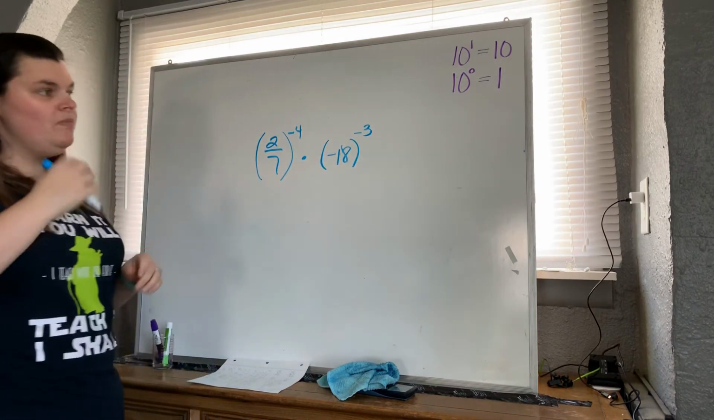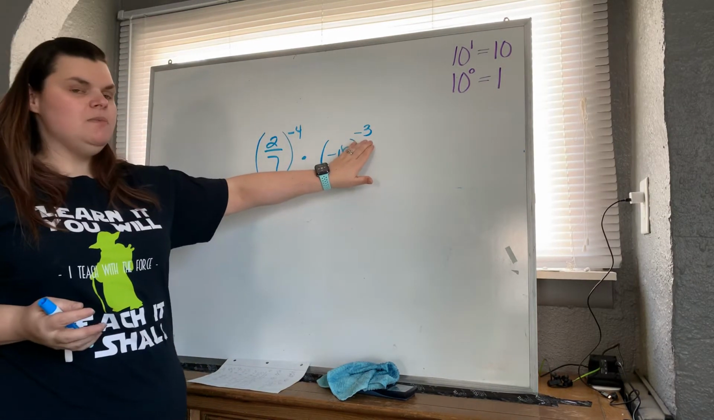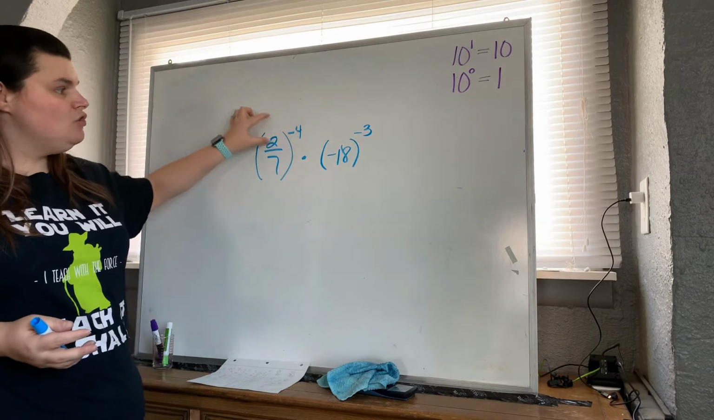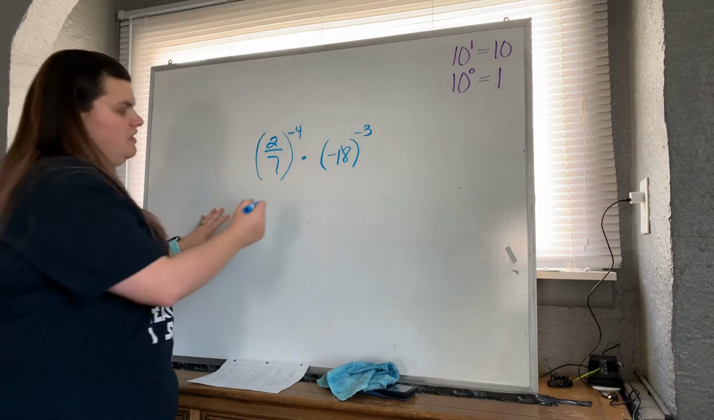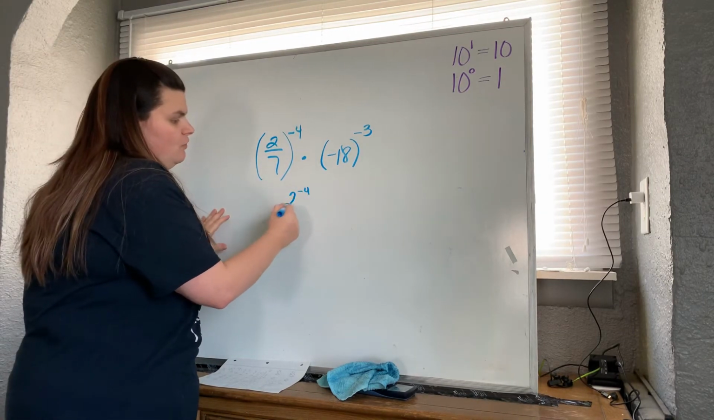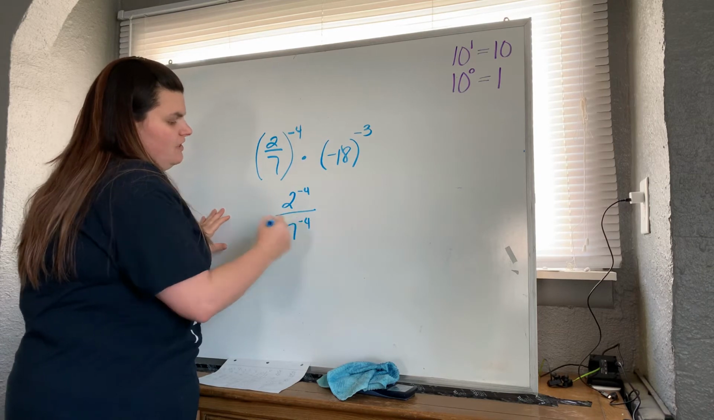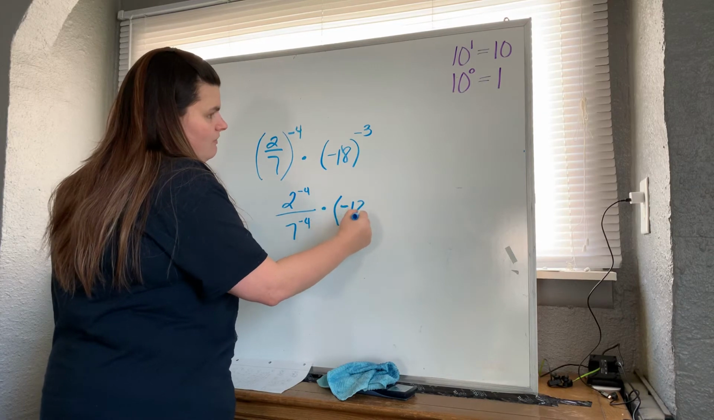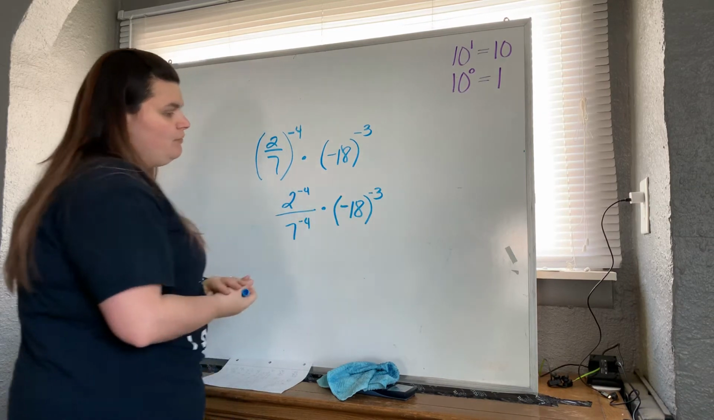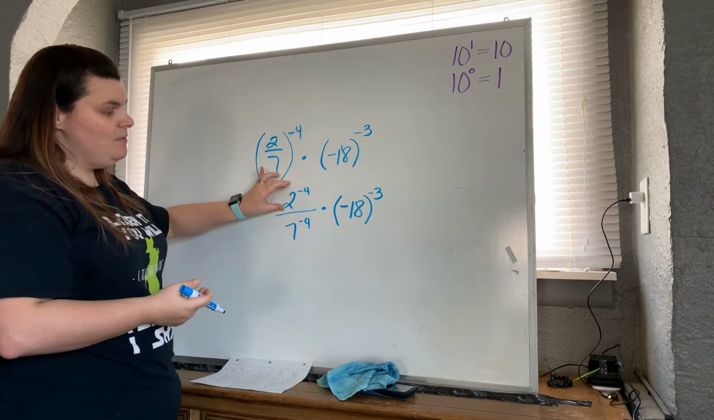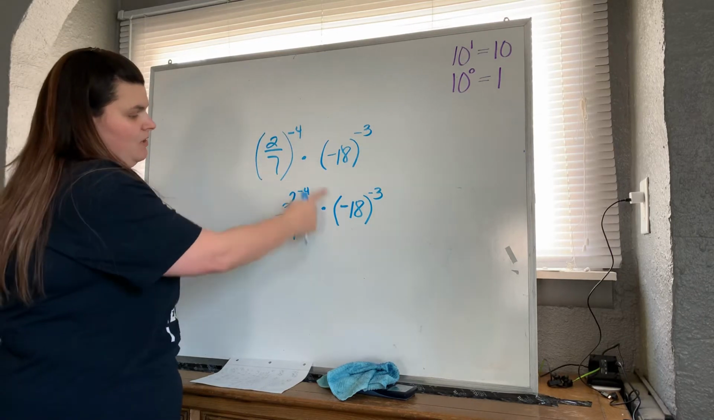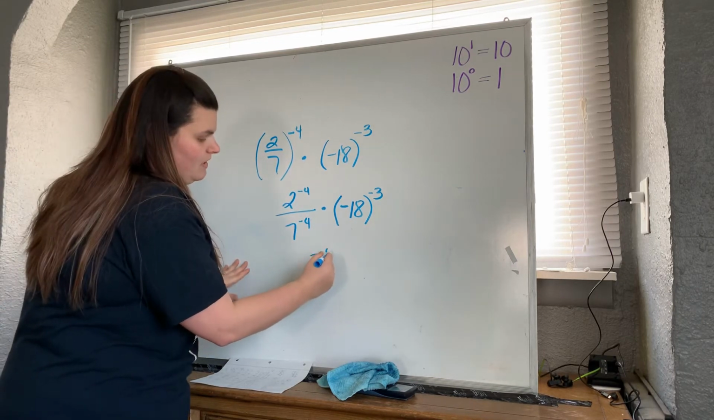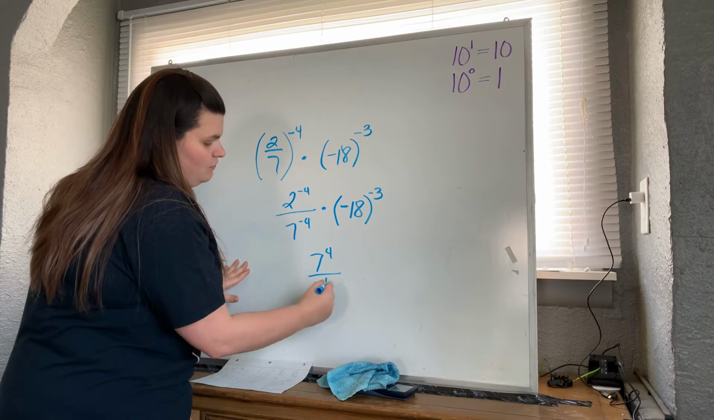Okay, let's do this one. So I have 2 negative exponents here. That means both of these are not okay. I'm going to distribute this negative exponent here to both of these. So this becomes 2 to the negative 4 over 7 to the negative 4 times negative 18 to the negative 3. This is not happy up top. This is not happy in the bottom. So I'm going to switch them. 7 to the 4th over 2 to the 4th.